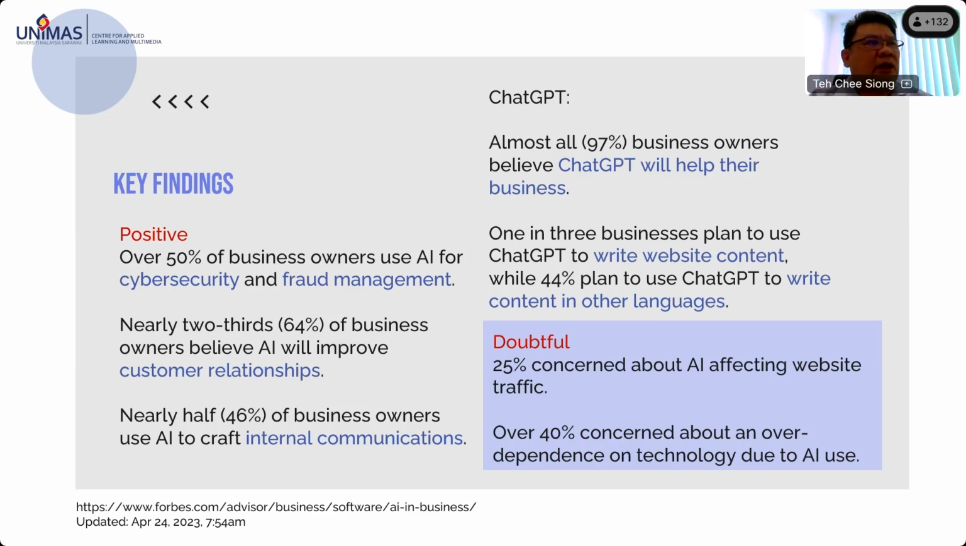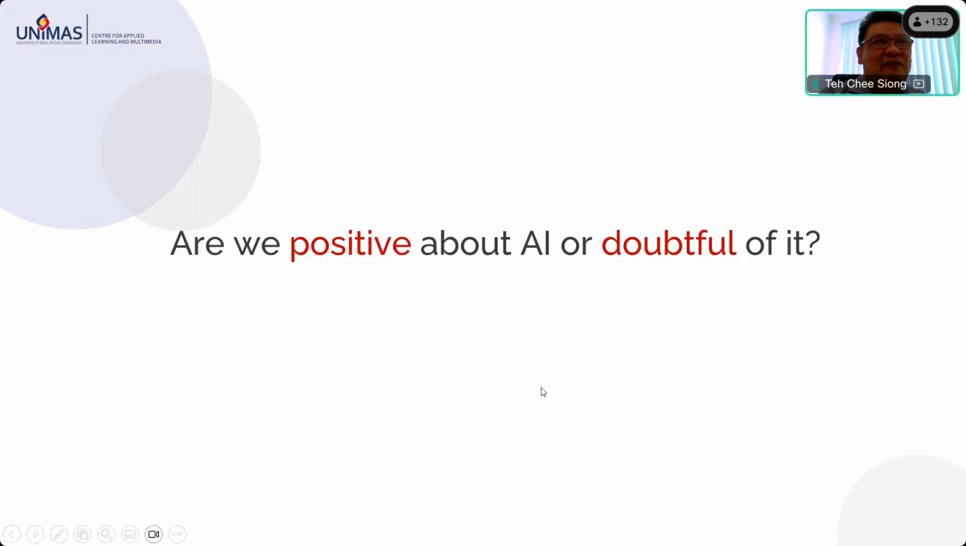Okay, so what is actually our position here? Are we positive about AI or doubtful about it? I try not to answer this now, and later, maybe through our discussion in the Q&A session, we can come to a position and talk about it.